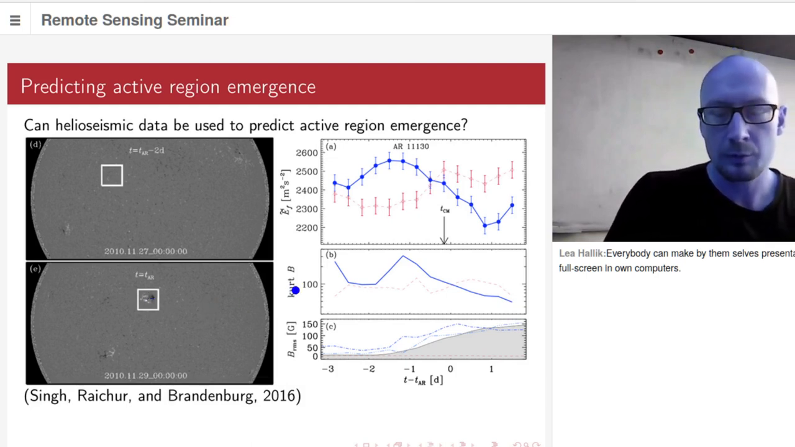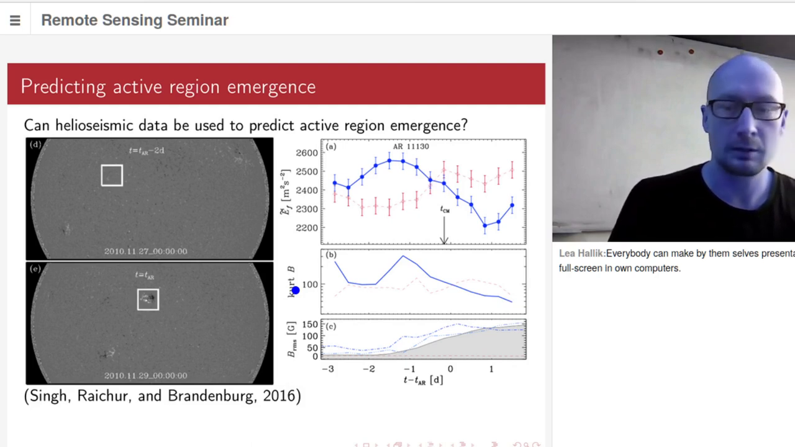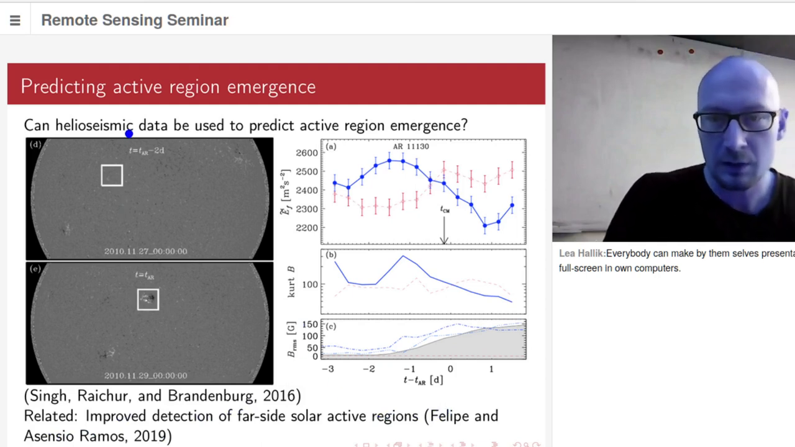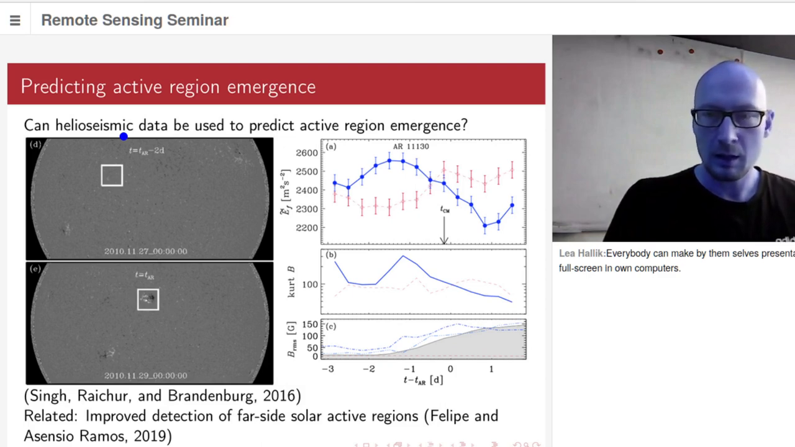So there again, deep learning would be definitely needed. There is no other way of connecting these two quantities to each other, because the data is huge and the direct mathematical model is unknown. And quite related to this study is another study where, based on helioseismic observations, they predict the presence of active regions on the far side of the sun. So before we even start to see them, when they rotate in front of us, you can already know this from the seismic signal. Also, deep learning was used in this paper.